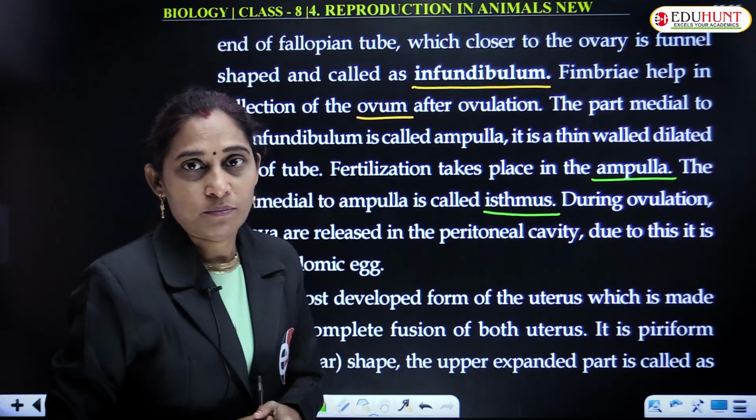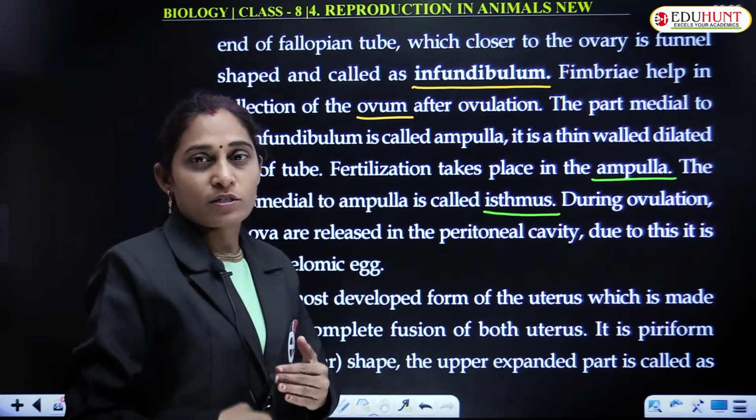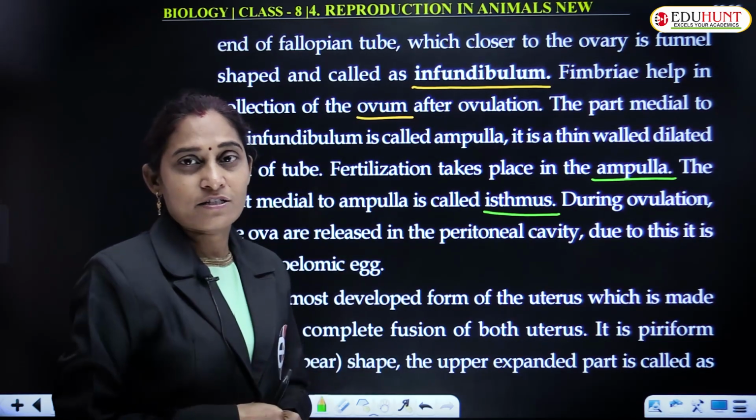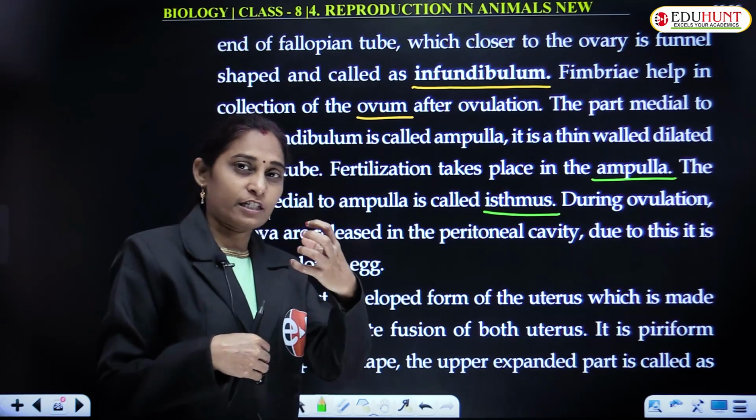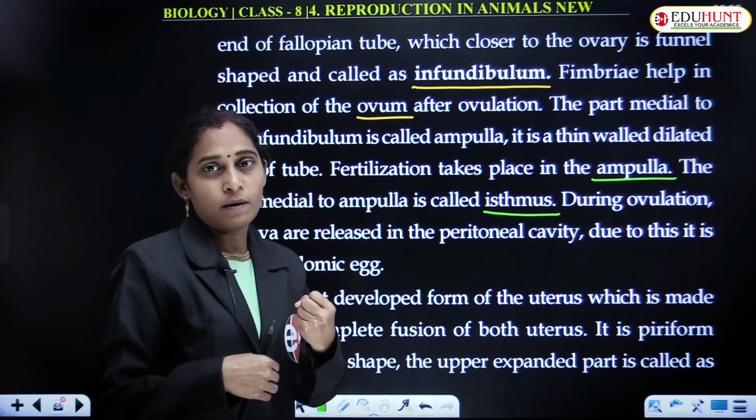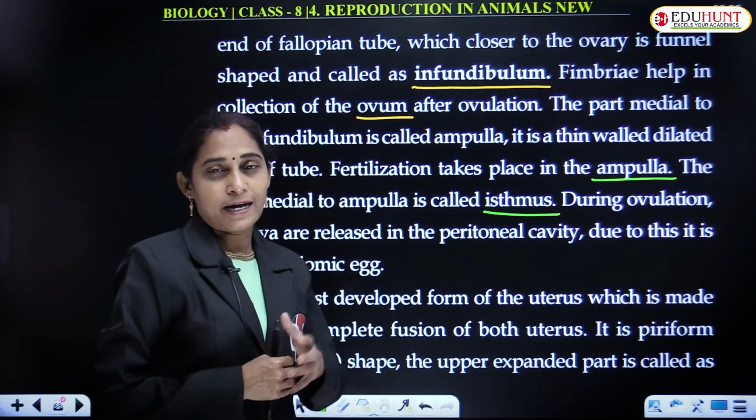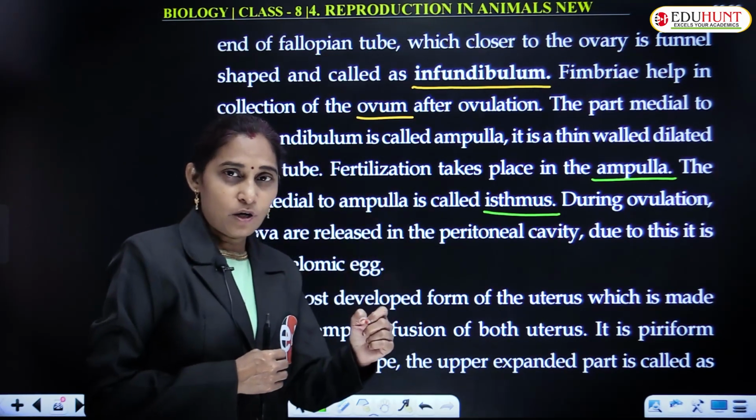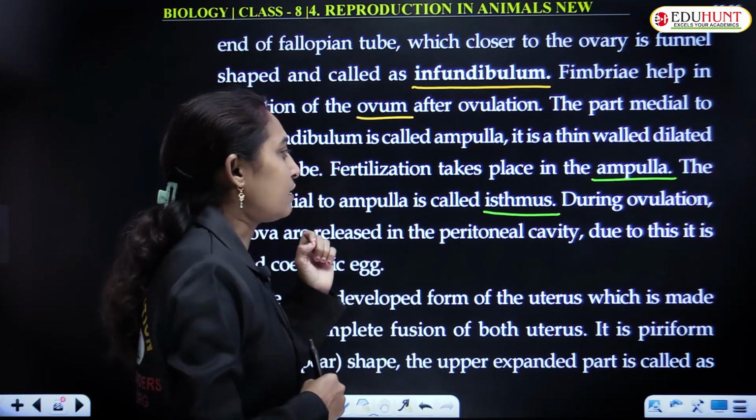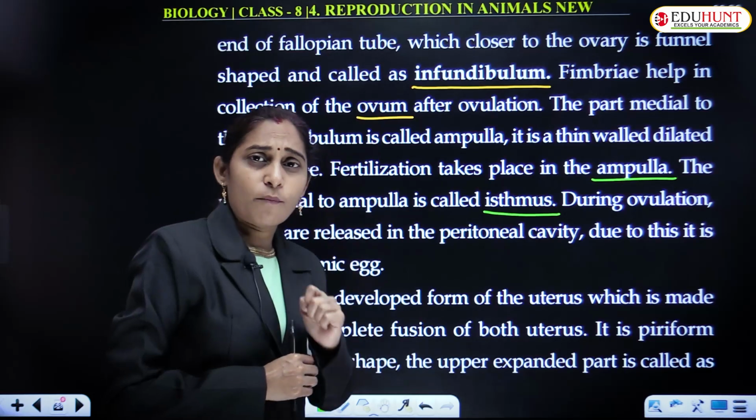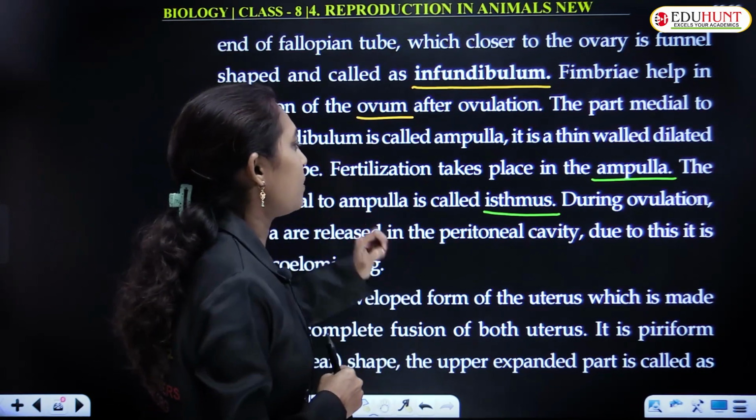Generally we say that fertilization in the female takes place in the fallopian tube. The fallopian tube is differentiated into proximal, middle and distal parts. The proximal part is meant for collection of the ovum, and is called the infundibulum, the funnel-like structure. The middle part is called the ampulla, which is the actual site of fertilization.